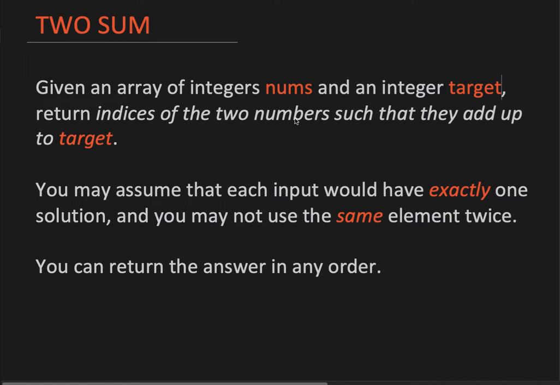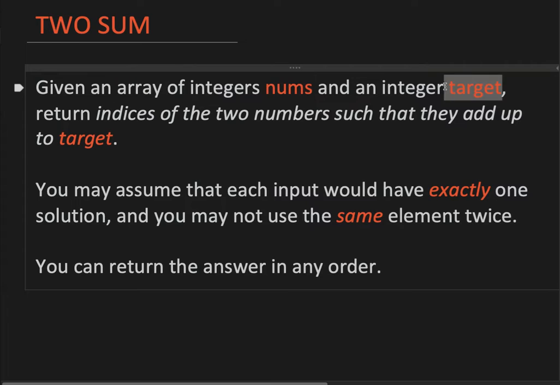So our first problem is the two sum. Given an array of integers, nums, and an integer target, return indices of the two numbers such that they add up to target. So for our inputs, we'll have an array of integers and a target integer. And we need to find two numbers in this array that add up to the target. And we need to return their indices.